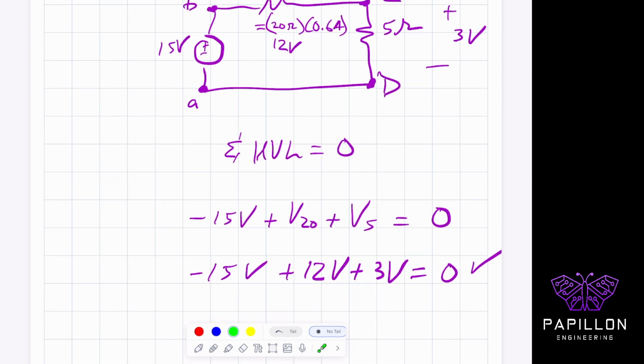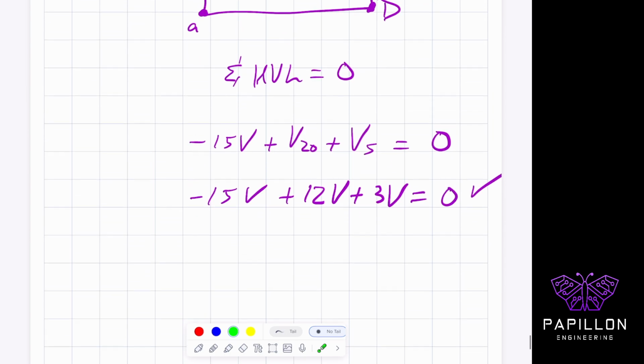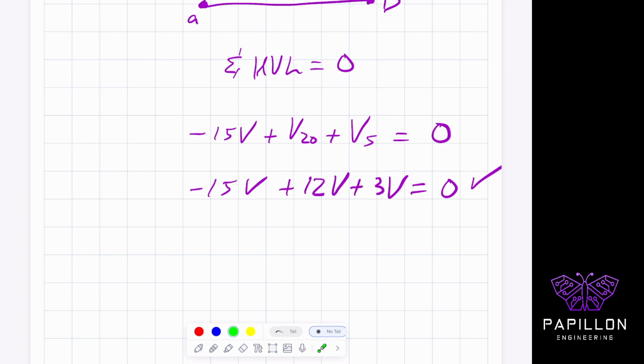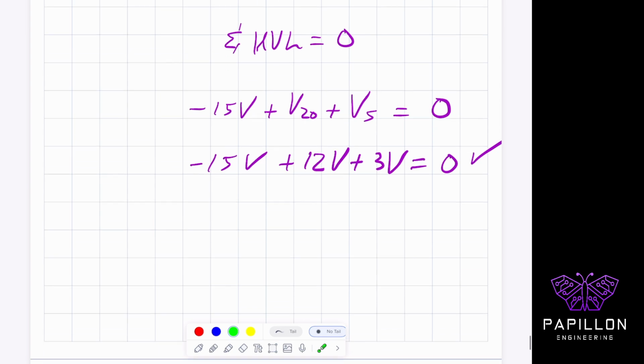So check this out. Our entire problem through KVL states that we have minus 15 volts. If I start at A and go clockwise, I read the polarity of each thing I see individually. I hit the minus 15 first, the positive 12 next, then the positive 3 next. That gives me minus 15 plus 12 plus 3 equals 0, and that satisfies Kirchhoff's voltage law. So that's how we get started.